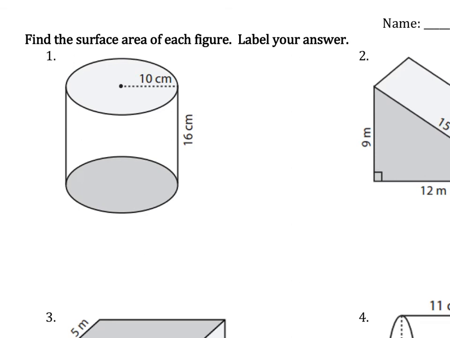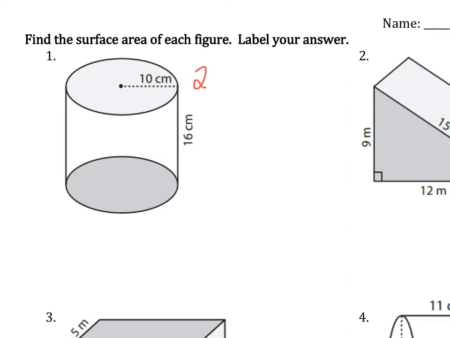Remember, when you're finding the surface area, you're finding the area of all the sides, and we're going to add them together. So we need to know how many sides there are. For a cylinder, there's 3: 2 circle sides, and then a rectangular side. So let's start with the 2 circle sides.